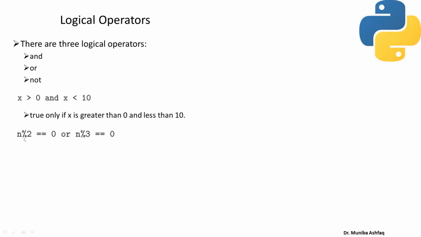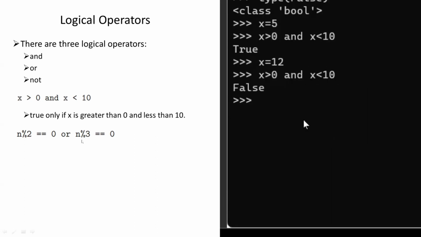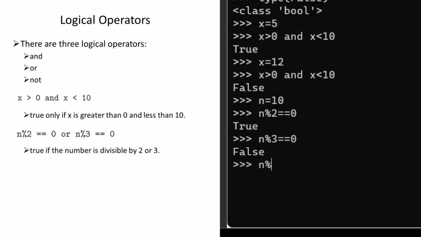Now come towards another example. If we have n modulus 2 equal to 0 or n modulus 3 equal to 0. So the OR has some relaxed criteria. It's not too strict as compared to the AND logic. It says that if one of the operands, or one of the results out of the Boolean expressions is 1 or true, then it allows you to move further. It gives you the true result. It's true if the number is divisible by 2 or 3.